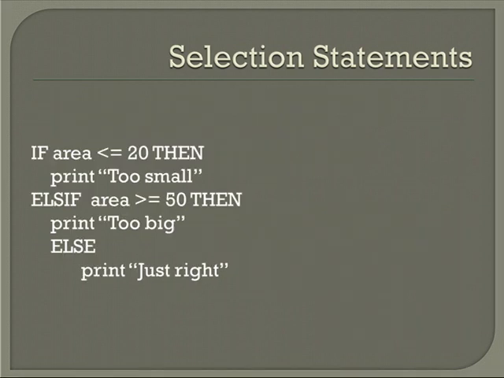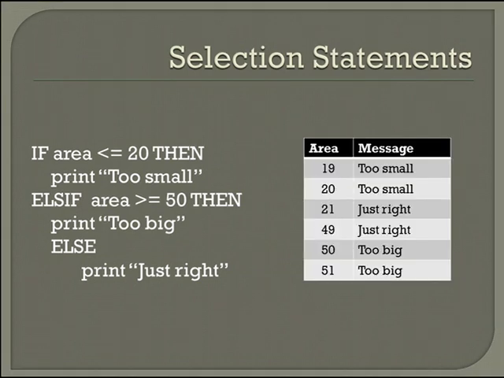In this example, we're testing the data held in the variable area. If it's less than or equal to 20, then the area is too small, but if it's greater or equal to 50, then it's too big. Anything in between, i.e. from 21 to 49, is just right.